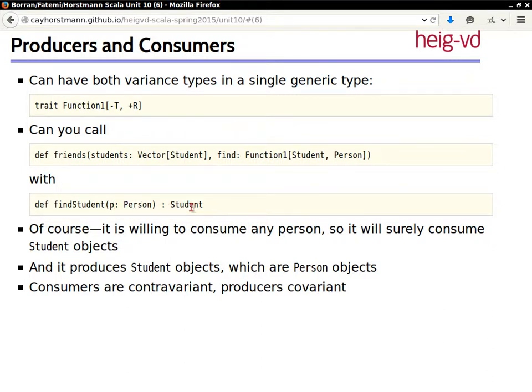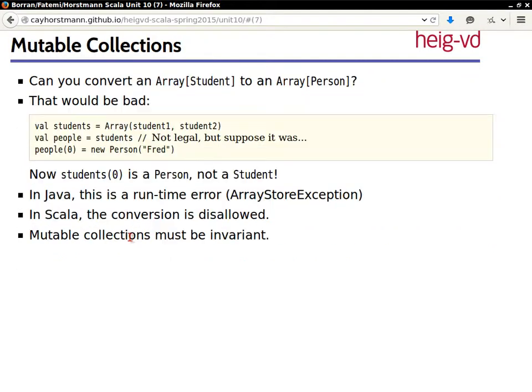And the answer is sure, because somewhere in this friends operation here, it's going to call find. It's going to give it students. Well, it's willing to take any person, so surely it's willing to accept students. And it produces students. We only want a person, but that's fine. So you can always go in the minus direction on consumers, and you can always go in the plus direction on producers. So generally, consumers are contravariant and producers are covariant. And that's the rule of thumb that you want to keep in mind.